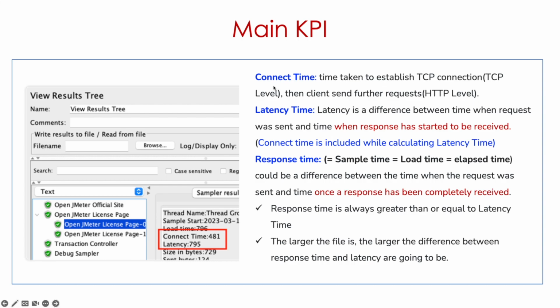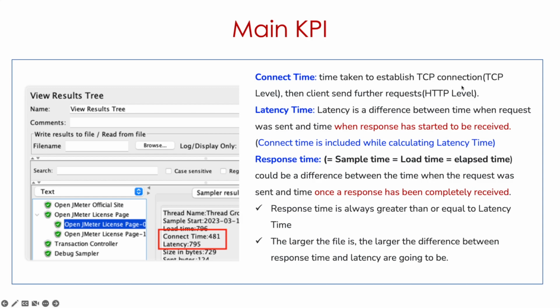Apart from the main KPIs from the summary report, I would like to introduce 3 very important KPIs. So the first one, connection time. This one is calculated from the TCP connection level. It's not HTTP level. Yeah, this one is the time taken to establish a TCP connection. After the TCP connection, the client sends further requests to the target application system. So if the TCP handshake is successful, then the client can send further requests to the target system. If not, the client can't talk to the server. This can happen if the server is not live or busy responding to other requests. Okay, so just be aware of that.